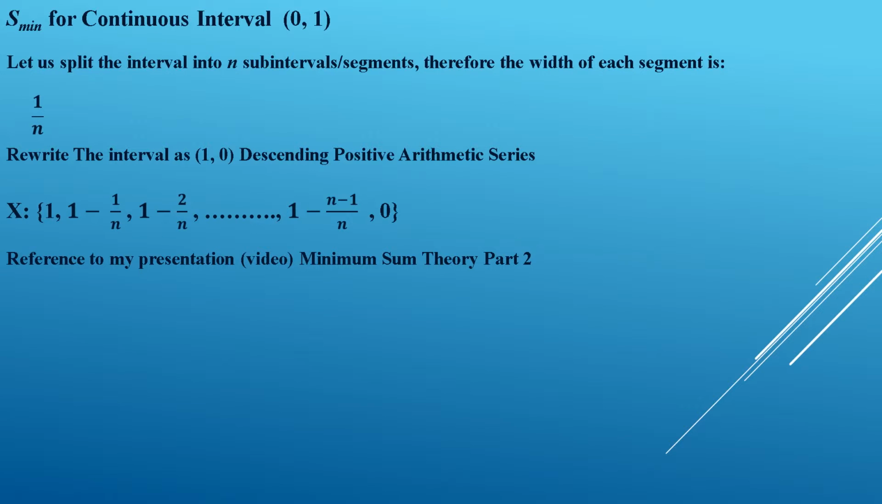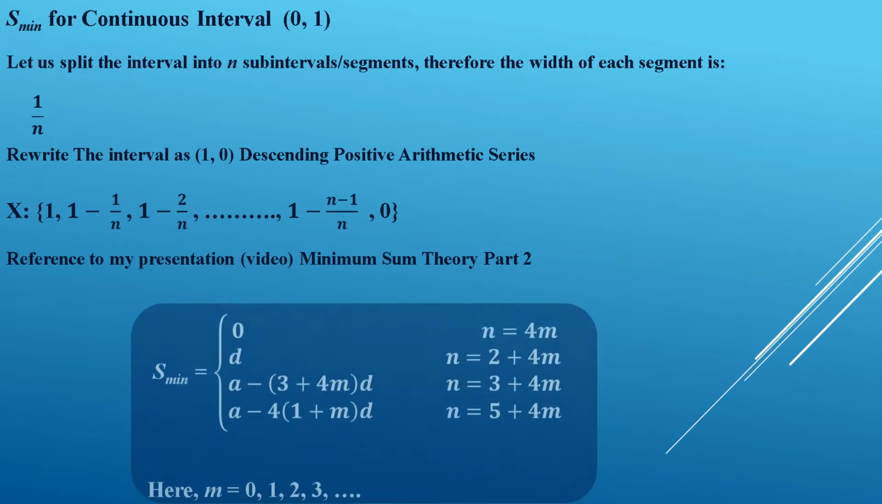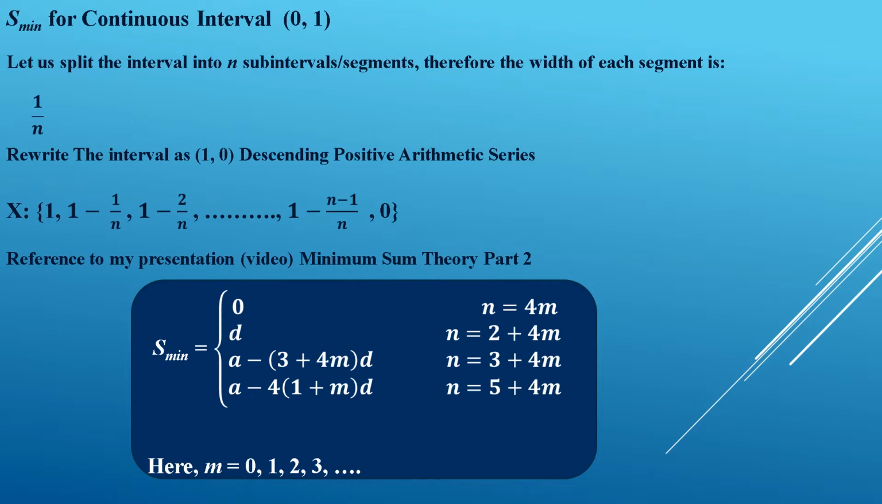Referring to the previous presentation of the minimum sum theory in part 2, if you remember, we developed this formula. S minimum is equal to 0 if n, the size of the data or the number of terms in the arithmetic series, is 4m, where m is 0, 1, 2, 3, and so on. And S minimum is equal to D, the common difference, if, for example, n is 2 plus 4m. Again, m is 0, 1, 2, 3, and so on.